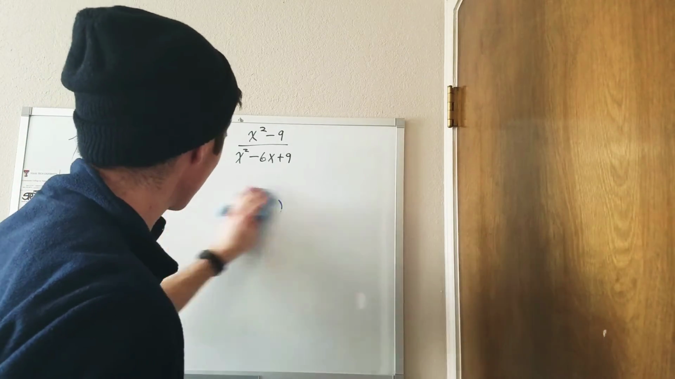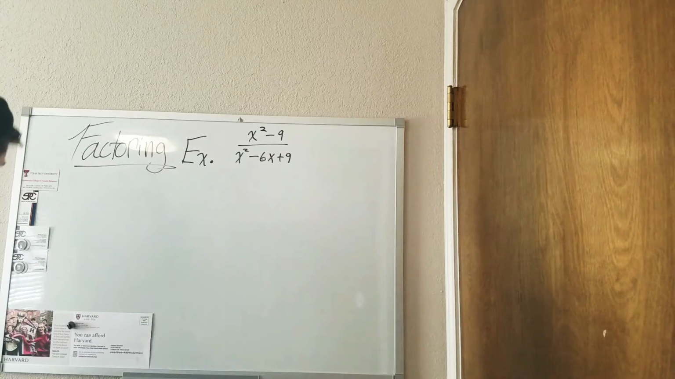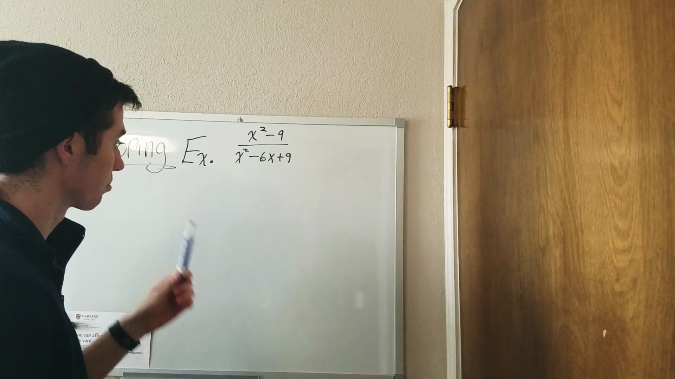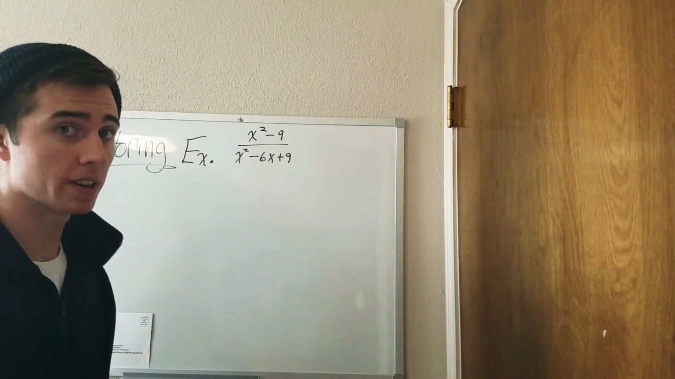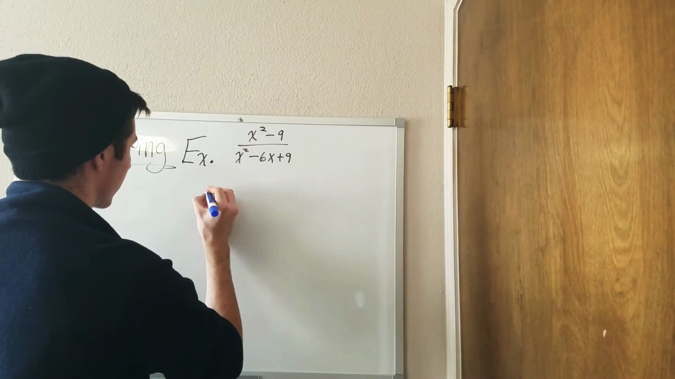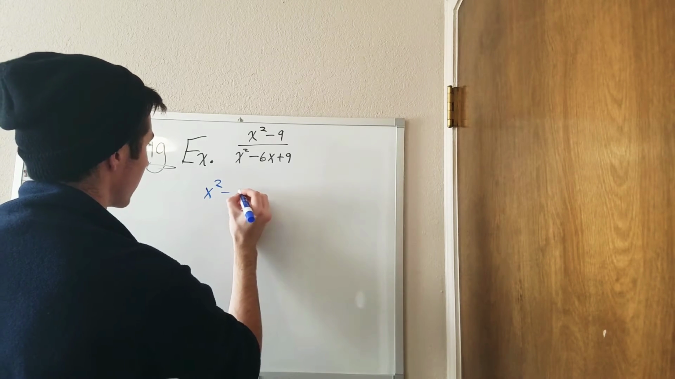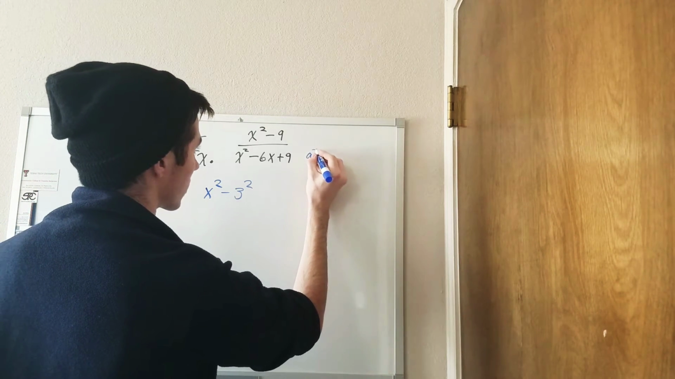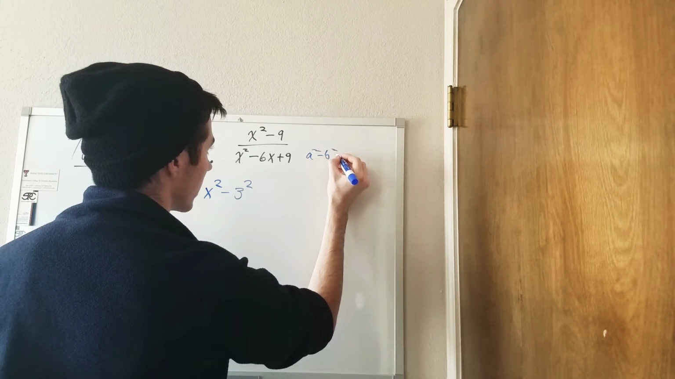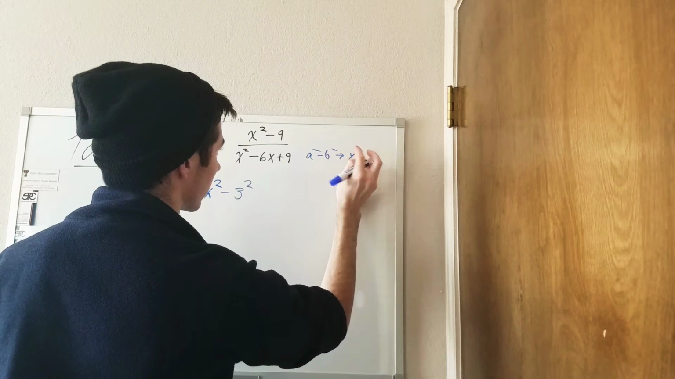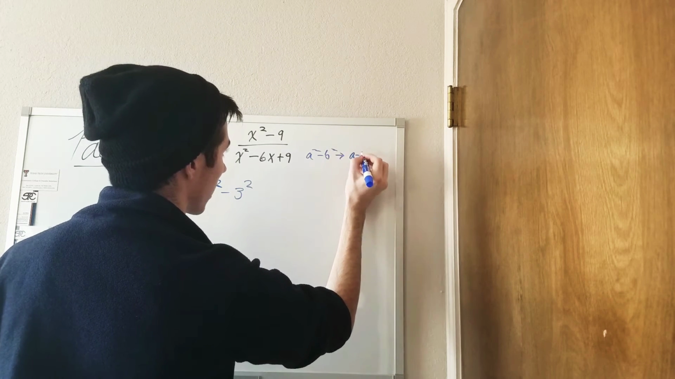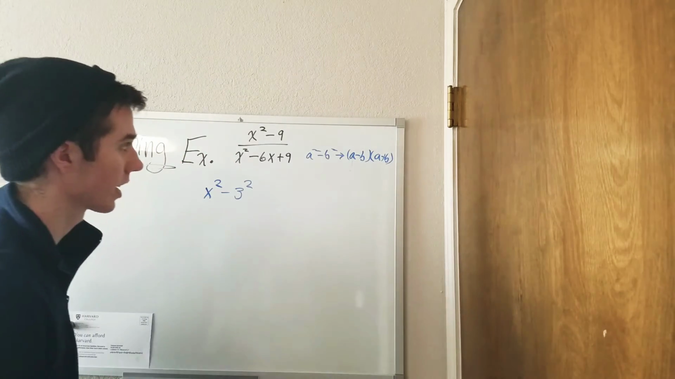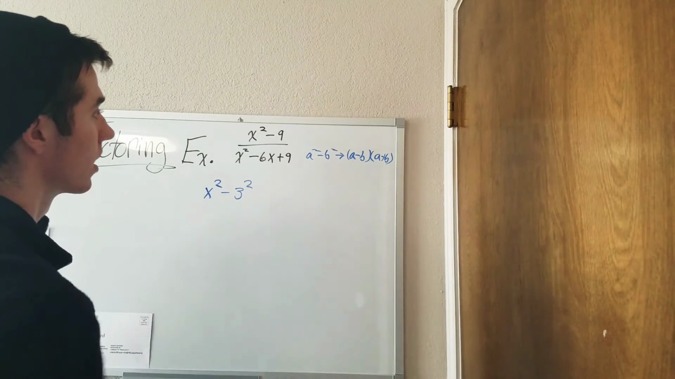Alright, so for the top, what we have is something beautiful called a difference of squares, meaning that you have a perfect square minus a perfect square, because this could also be written as x squared minus 3 squared. And we have a formula that says a squared minus b squared factors to a minus b times a plus b. I hope you can see that. It's kind of pushing the edges of the board there.